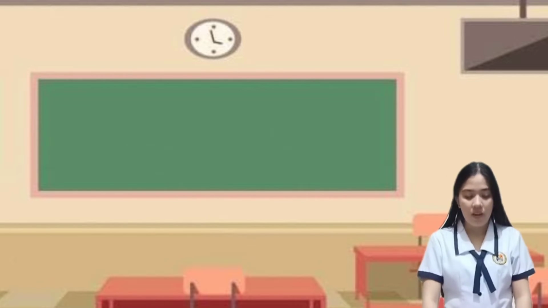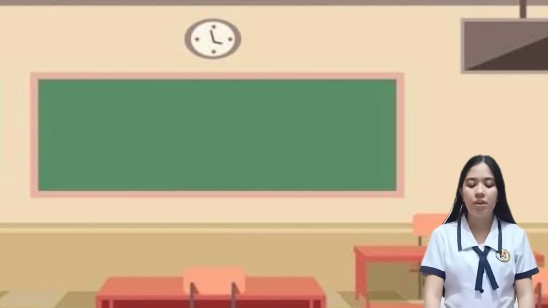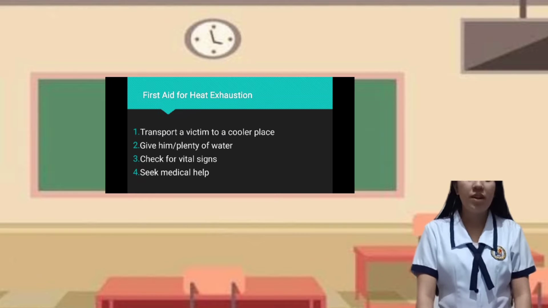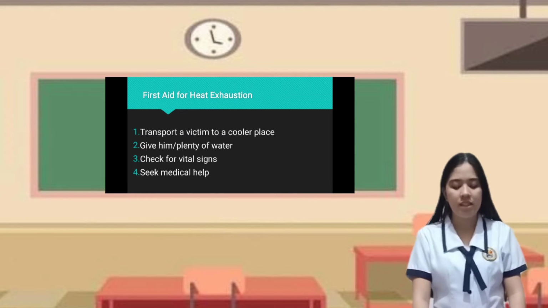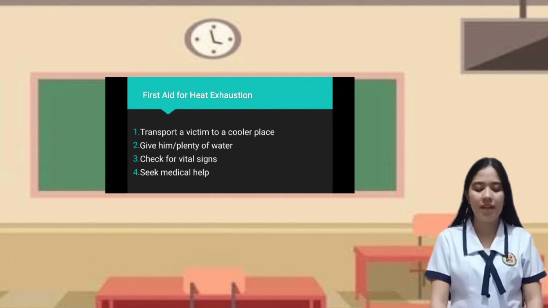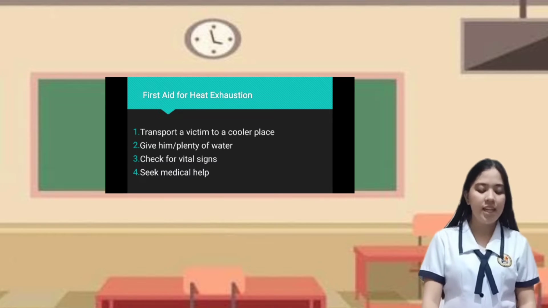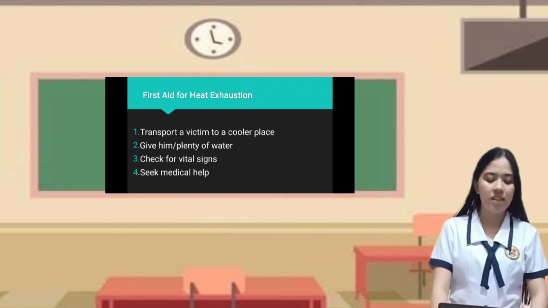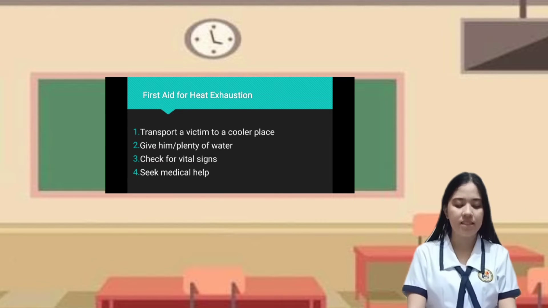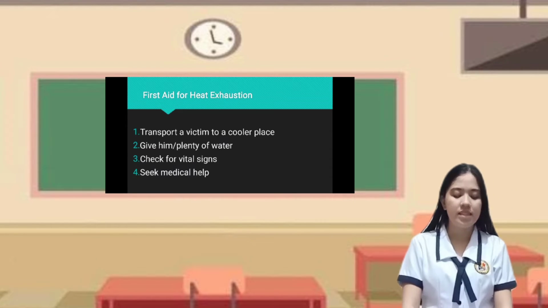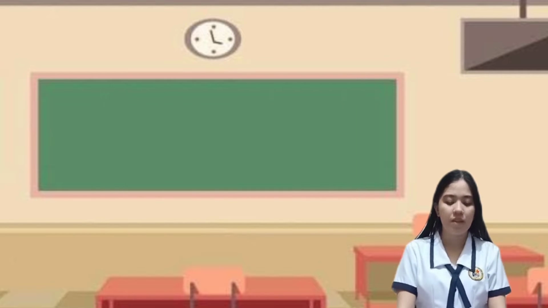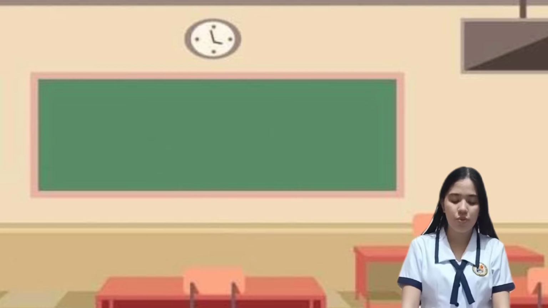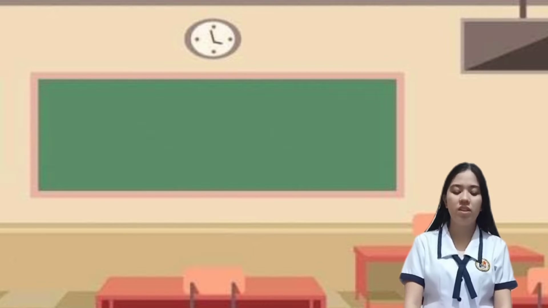So, what are the first aid for heat exhaustion? Number 1, transport a victim to a cooler place. Number 2, give him plenty of water. Number 3, check for vital signs. And number 4, seek medical help. So, I will demonstrate, class, on how to give first aid for heat exhaustion.